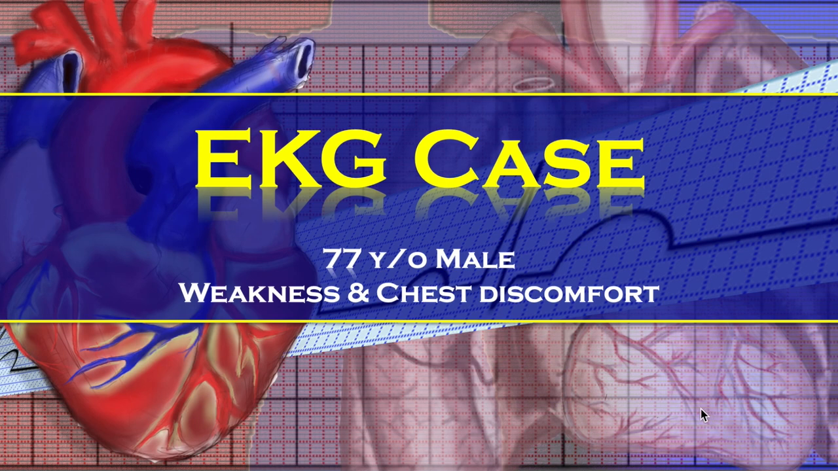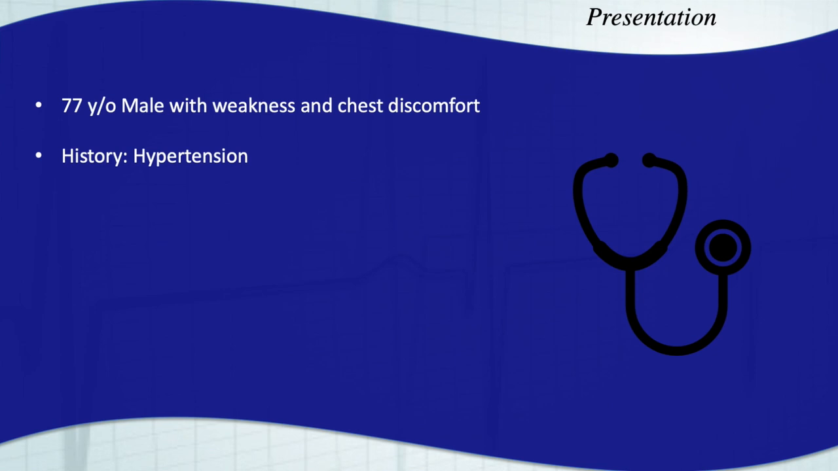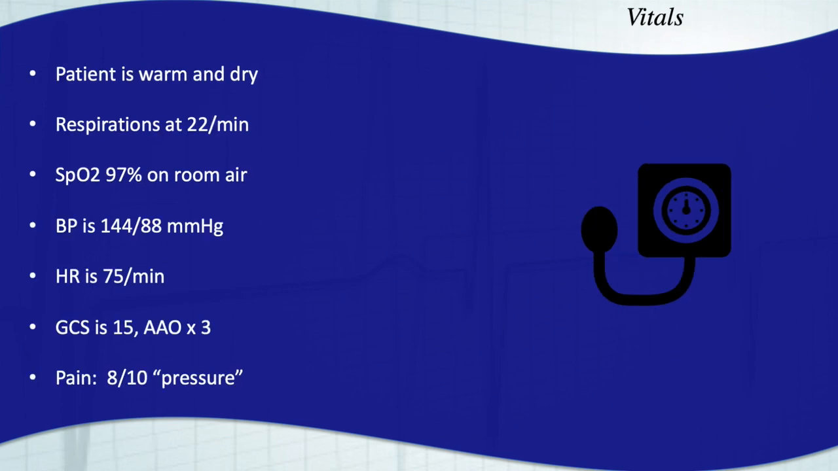Welcome back. I'm Professor Adam Thompson, and this is an EKG case for a 77-year-old male complaining of weakness and chest discomfort. His only history that we know of is hypertension, and as I said, he's just got a little bit of weakness and chest discomfort that began a few hours ago.